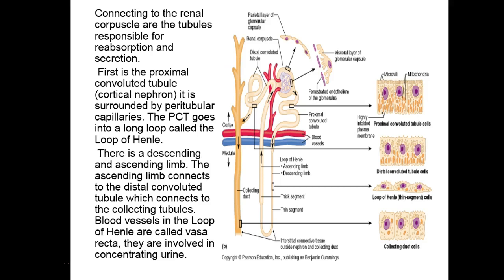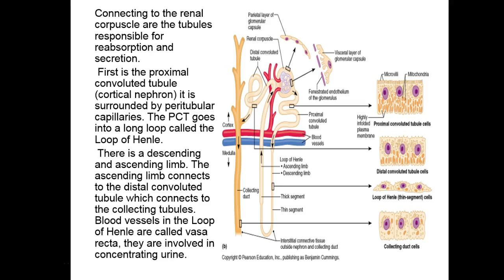And then from the PCT, that long loop happens, which we call the loop of Henle, and that term does get capitalized because it's named after a person. You have the descending limb and the ascending limb, and each of these has its own unique function with regard to urine production, so we name them individually because they have an individual function. The descending and ascending limb then feeds into the distal convoluted tubule, so called because it's further away from the glomerular capsule. Distal convoluted tubule then connects to the connecting tube.